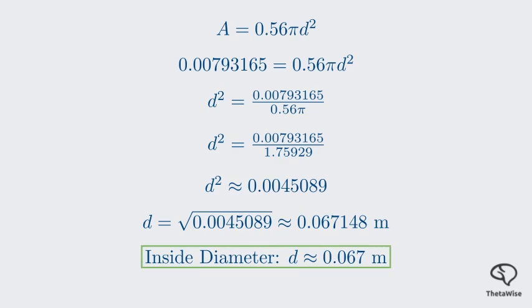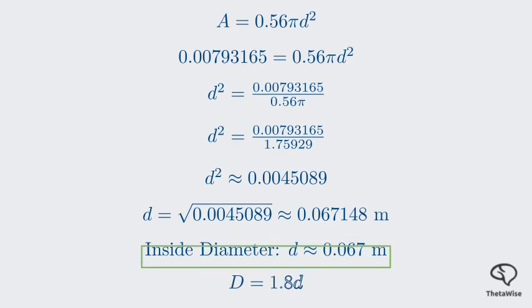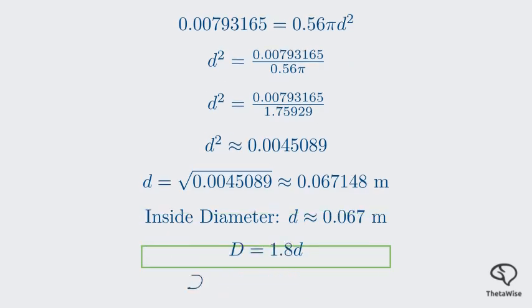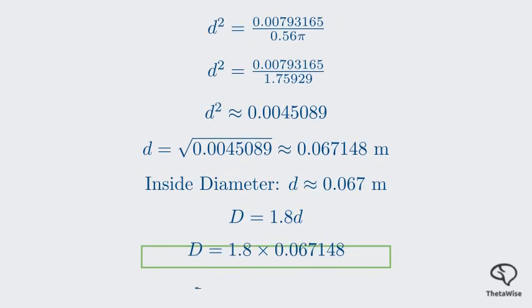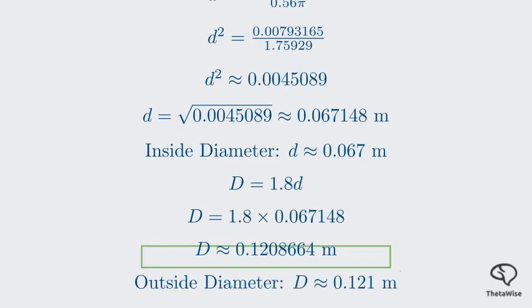Now we need to find the outside diameter, capital D. We can use the ratio from the beginning. Remember, D equals 1.8 times d. So, D equals 1.8 times our calculated inside diameter. This calculation gives us approximately 0.1208664. Rounding this to 3 decimal places, the outside diameter, capital D, is 0.121 meters. And that completes question 6.2.